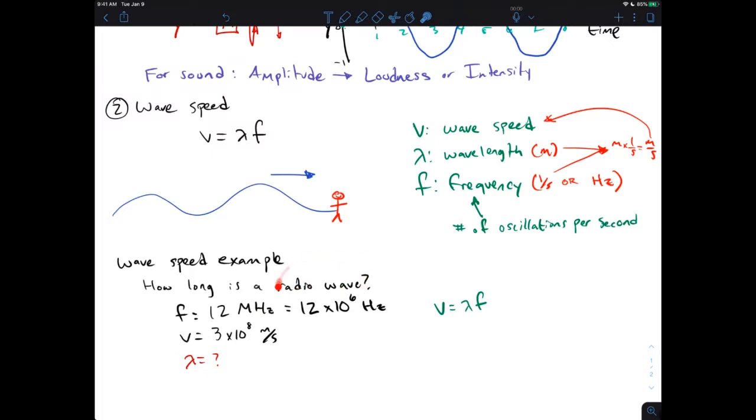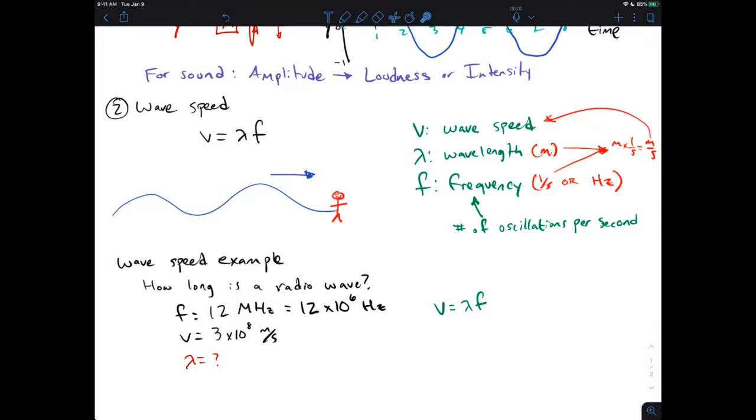A radio wave is an electromagnetic wave, so it travels at the speed of light. All light travels at the speed of light, which is 3 times 10 to the 8 meters per second, or 300 million meters every second. And I know with a radio station, you have something like 87 point something. All of these are in megahertz for FM stations, so let's say they're megahertz.